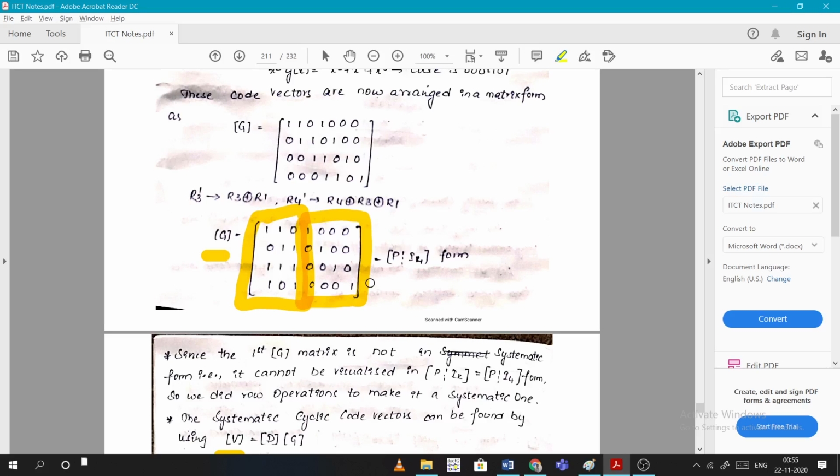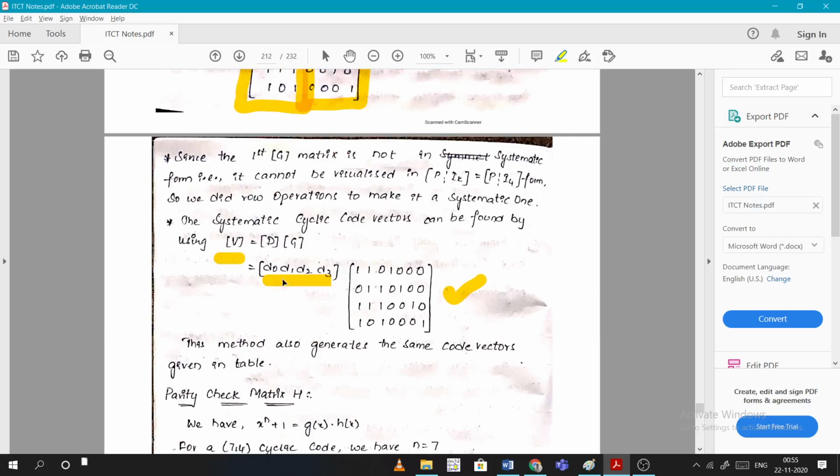But in the previous cases, when I directly multiplied D with G, it wouldn't give a systematic code, because the G was not refined as PI. Here we refined it as PI. That's why we got a systematic code directly.